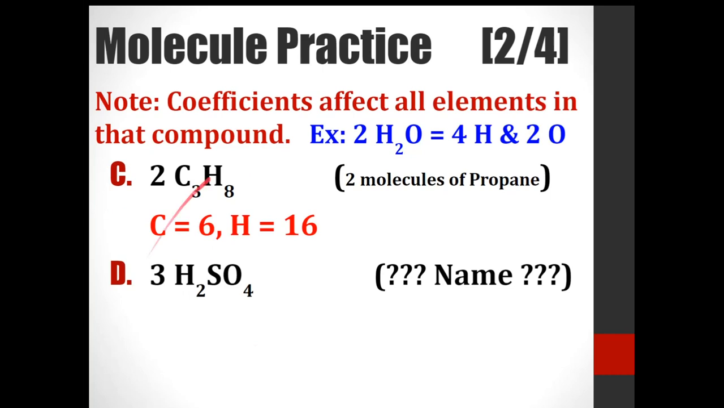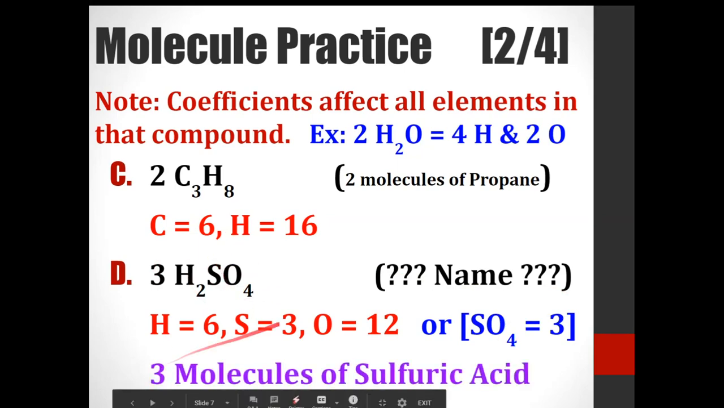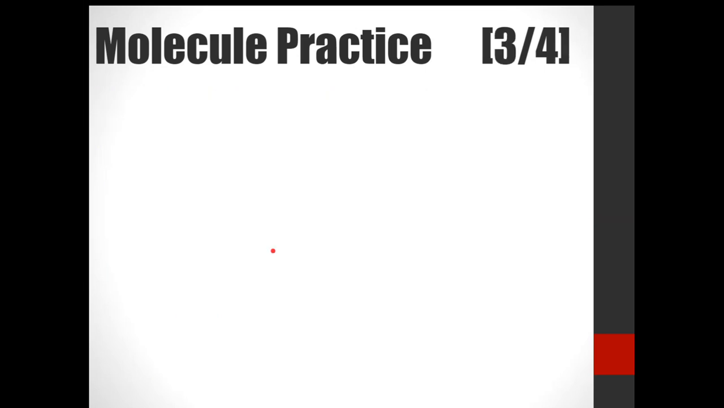Over here, doing the same deal, moving the coefficients over. Again, you have 6 H's, 3 sulfurs, 12 oxygens, or because this is a polyatomic, you just count that as 3 because there's 3 of this whole polyatomic. You can do that too. And this is 3 molecules of sulfuric acid. See, this 3 is telling us the number of molecules. So the correct translation of this piece is 3 molecules of, and this is sulfuric acid, which we learned last week on Thursday, I think.